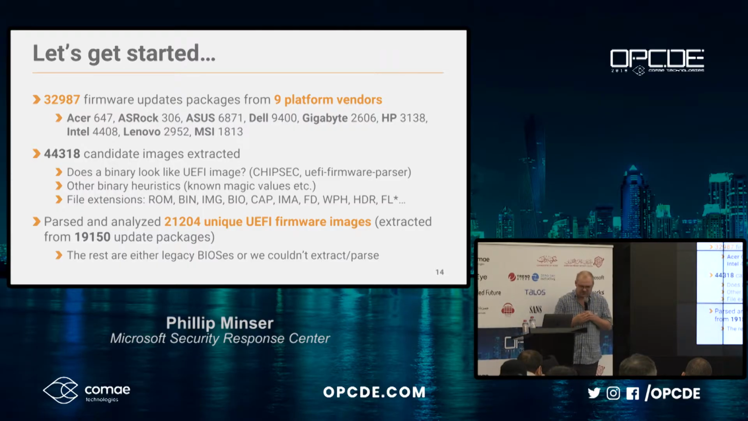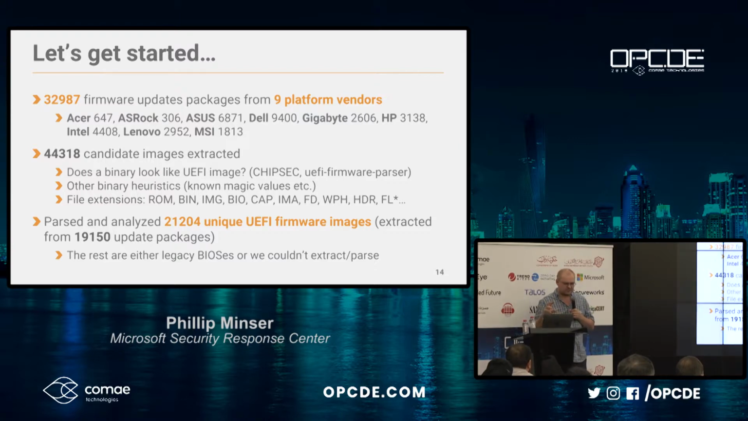So that's our initial set. We have almost 33K firmware update packages from 9 vendors. It's not a full set. I believe it can be much more. We didn't download every single BIOS update package. We just downloaded the ones which are easy to download. So we got 44 candidates. Candidates meaning that we believe it is a firmware, but we are not sure.